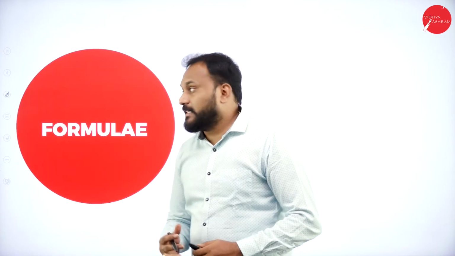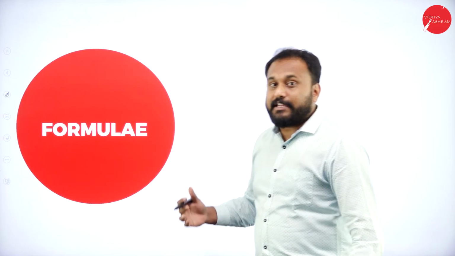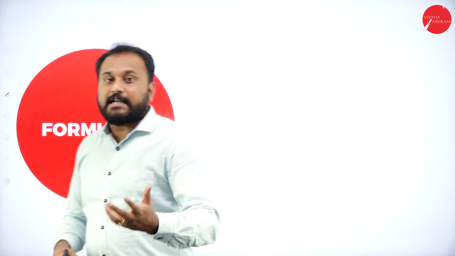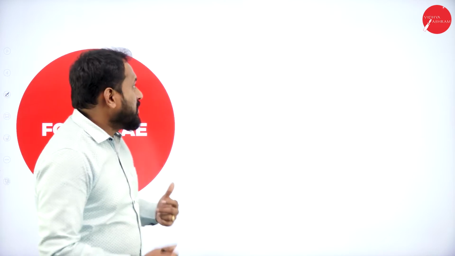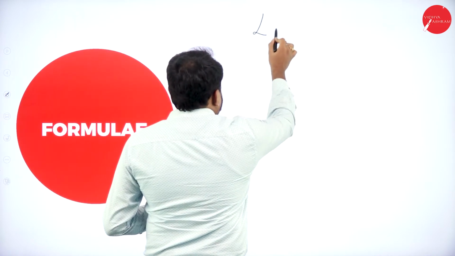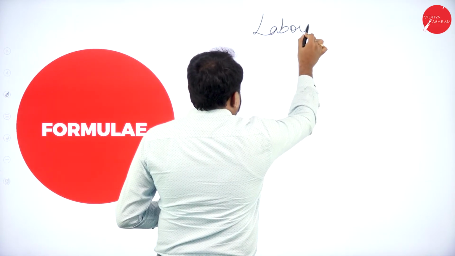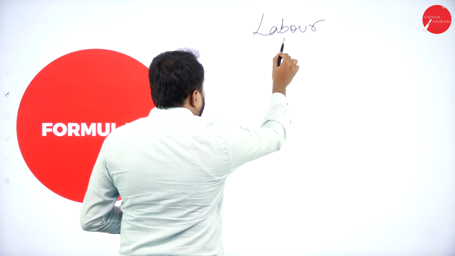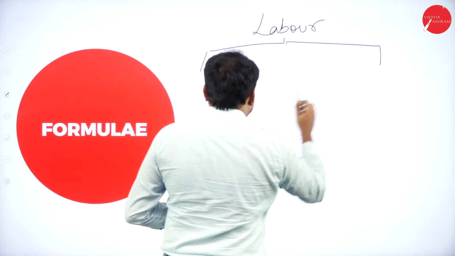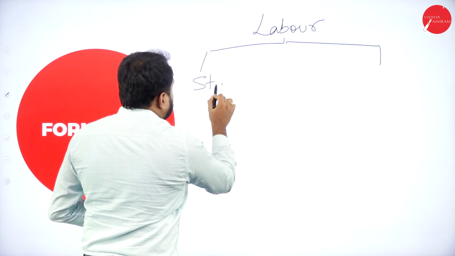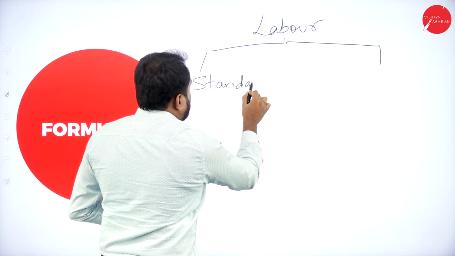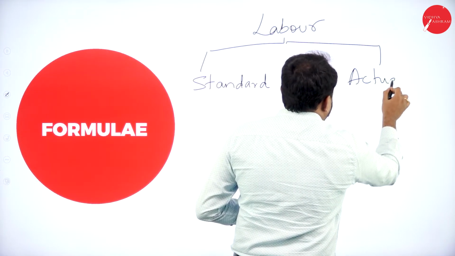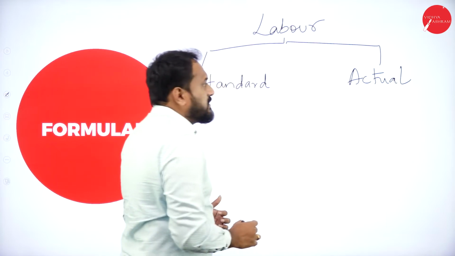Let's go with the next one, that is the labor variances. Again I'll be teaching you the formula here. Labor variance you can actually understand very easily now. Now understand the labor here. Labor variances are always calculated in terms of, again, we have the following: one is standard, another is actual.